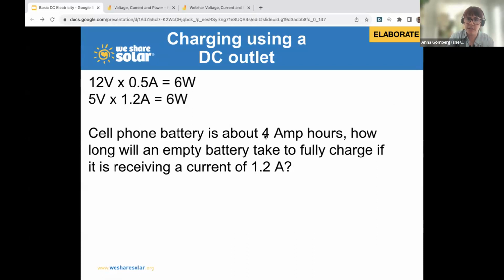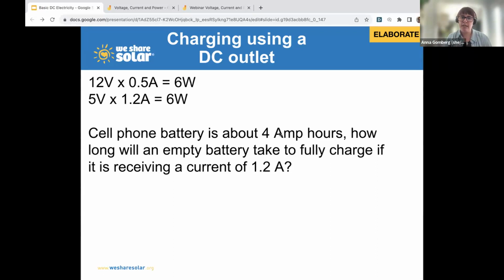So a follow-up question is a cell phone battery. We haven't really talked about this unit, and this unit doesn't really come up in middle and high school science, but it can. You can understand it, it's just getting a bit more technical, but it is how we measure battery storage. So a cell phone battery is about 4 amp hours, which means that it can provide a current of 4 amps for 1 hour, or 1 amp for 4 hours, or any other version of those.